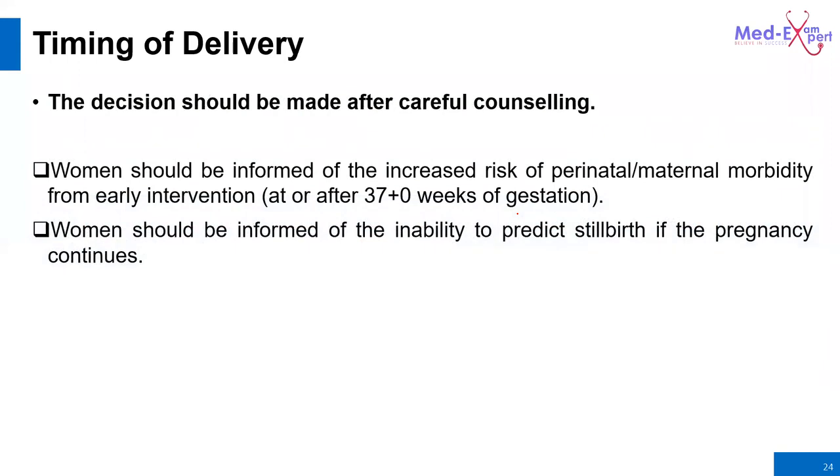As I said, the decision should be made after careful counseling. Women should be informed of the increased risk of perinatal and maternal morbidity from early intervention at 37 weeks, and also she should be informed of the inability to predict stillbirth if the pregnancy continues. Am I clear so far? Okay.